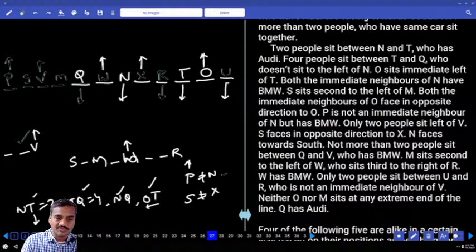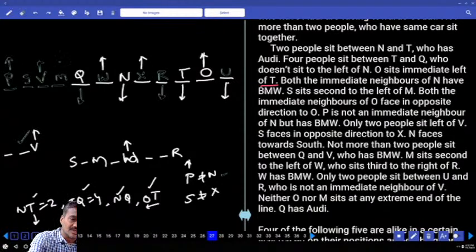Then only 2 people between N and T. T has RD, means T is facing south. And 4 people between T and Q. And Q does not sit to the left of N, Q is to the right hand side of N. O sits to the immediate left of T. Both the immediate neighbors of N have BMW. SC seated second to the left of M.